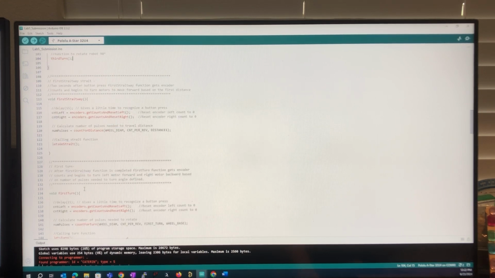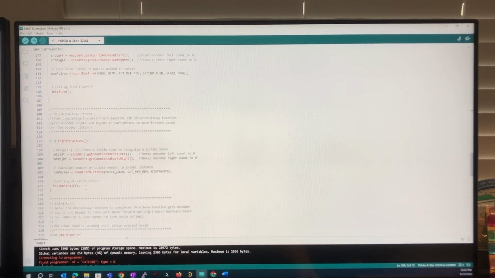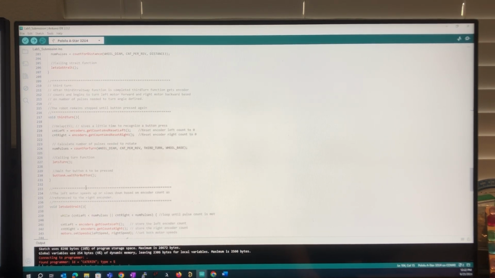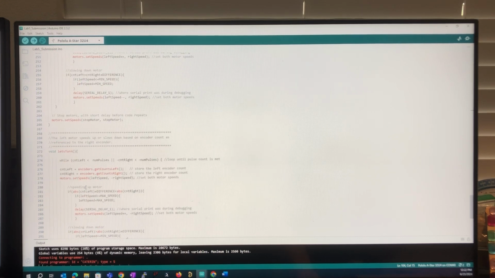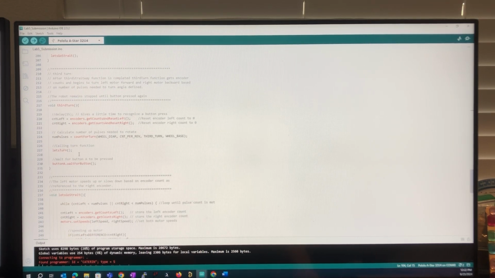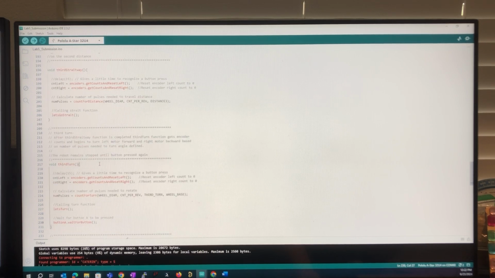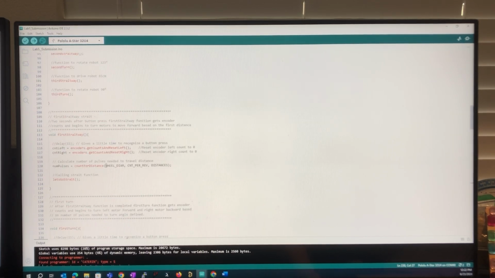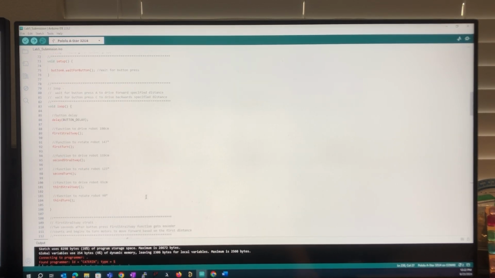However, the third turn, and I'll just show you the one difference in the third turn. In the third turn, once it's finished, it will stay here. It will stop until button A is pressed again. Once button A is pressed again, it will then repeat everything in this loop here.